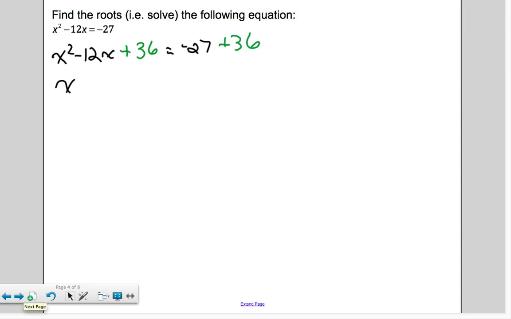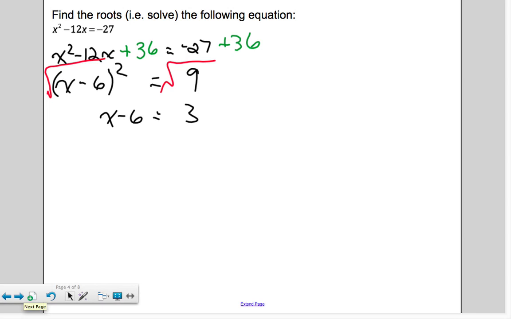Well, the whole purpose of adding 36 was so that we could factor our equation to make it look like a perfect square trinomial. X minus 6 quantity squared is equal to, and what's the right side simplify to? 9. So now I want to solve for x. Take the square root of both sides. And then I would say, well, this is now x minus 6 is equal to 3.